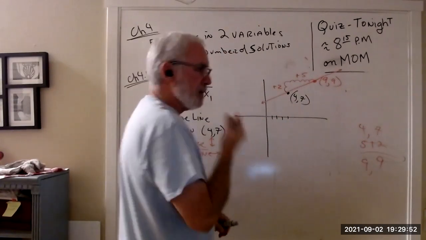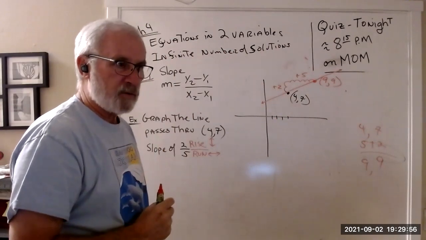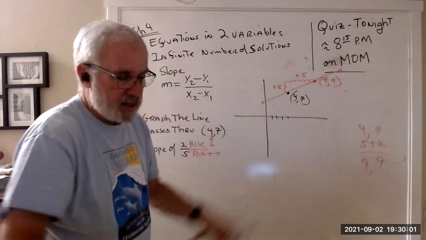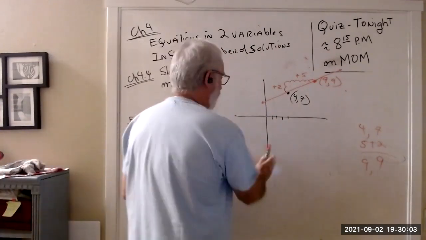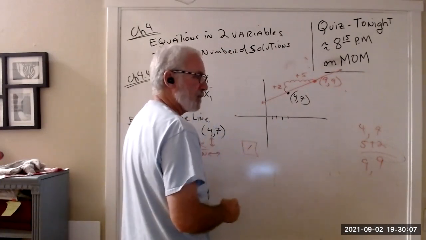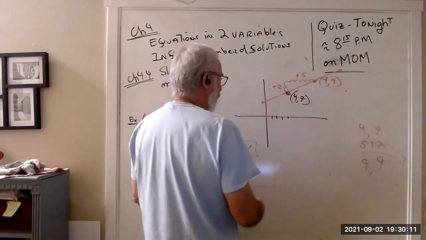To graph in Mom, and by the way, I don't know if you look on Canvas, but there's a little video that I posted up there that shows how to graph on Mom. It's kind of what I was talking about last night. But the first thing you do is you pick the fact that I want to graph a line. And then you put your cursor, you click on the first point.